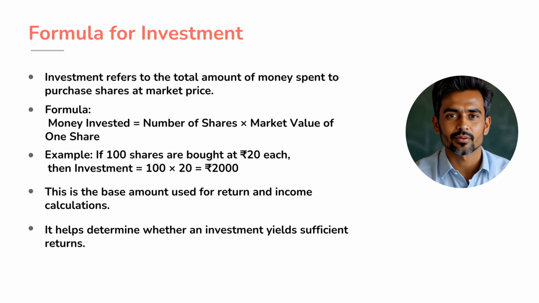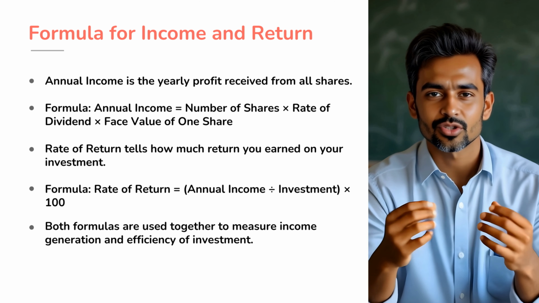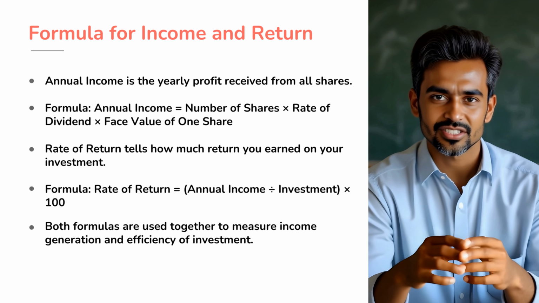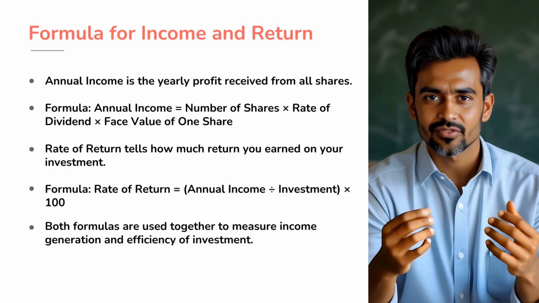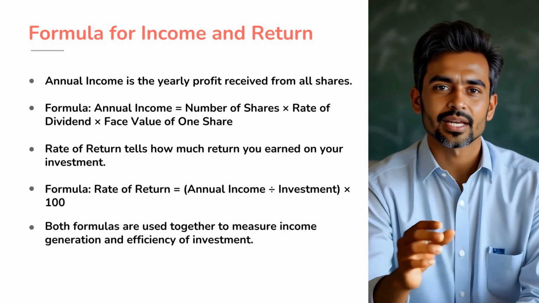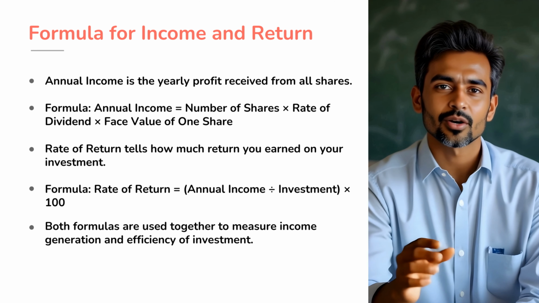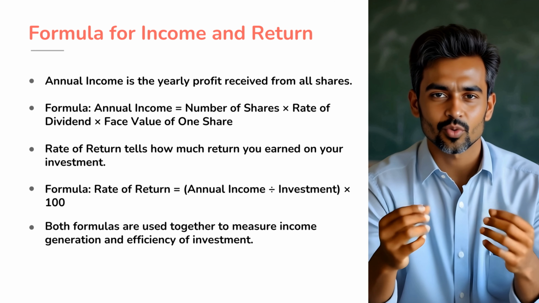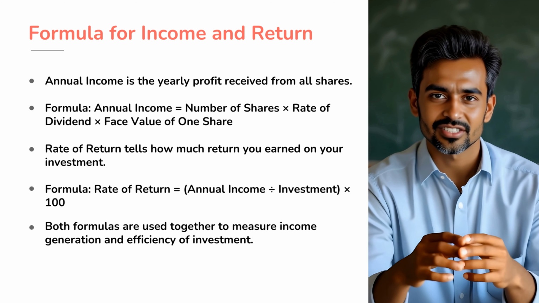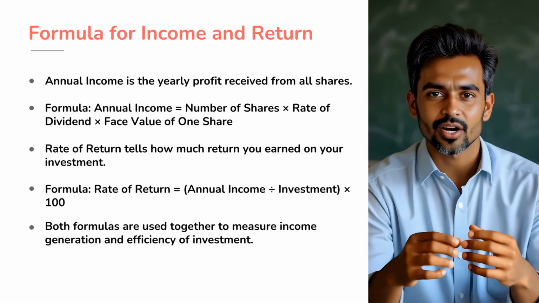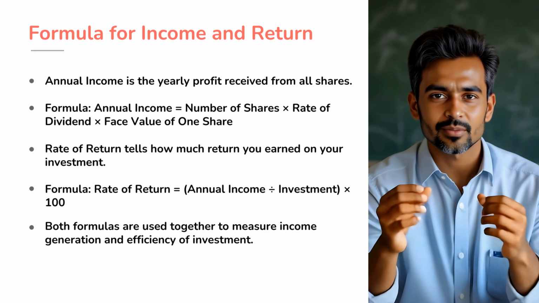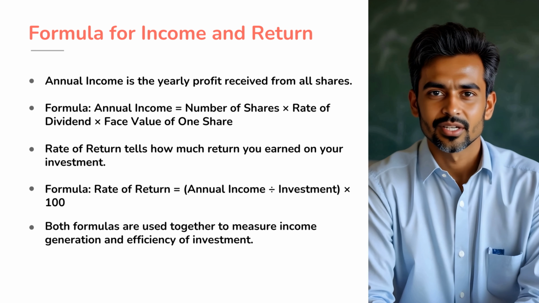Simple but very powerful. Next, let's move on to the two most exciting parts for any investor: income and return. First, annual income is the money you receive every year as dividend from your shares. The formula is annual income equals number of shares multiplied by rate of dividend multiplied by face value of one share. For example, if you have 80 shares, the dividend rate is 10% and the face value is 100 rupees, then annual income equals 80 multiplied by 10% multiplied by 100, which equals 800 rupees.